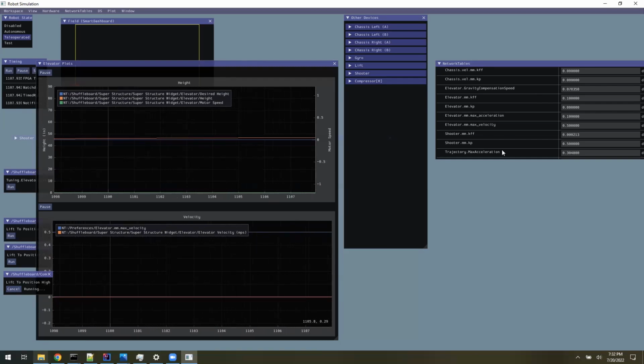So triangle motion profiling is the same sort of idea. So let's raise our acceleration up too. Remember the correlation between these two, right? Acceleration is meters per second. So if I wanted to get to the speed limit in half a second, what should my max acceleration be?